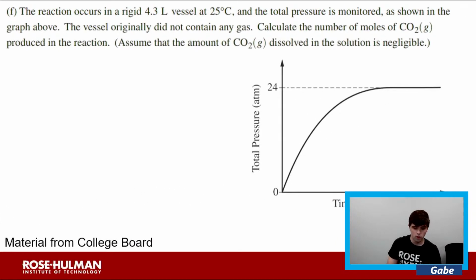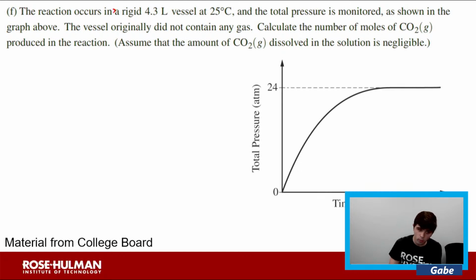All right, moving on, we have part F, which says the reaction occurs in a rigid 4.3 liter vessel at 25 degrees Celsius, and the total pressure is monitored, as shown in the graph above. The vessel originally did not contain any gas. Calculate the number of moles of CO2 gas produced in the reaction. We need to assume that the amount of CO2 gas dissolved in the solution is negligible.